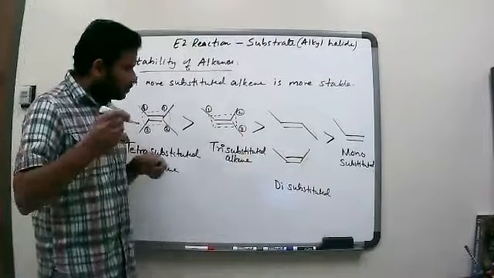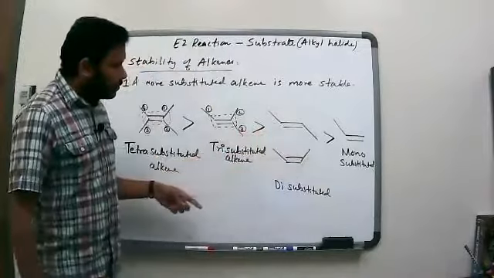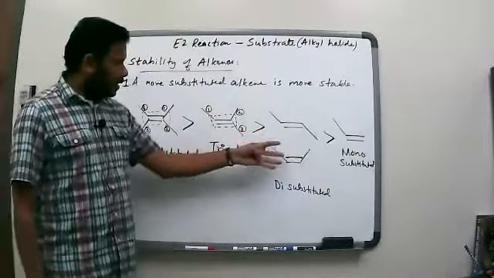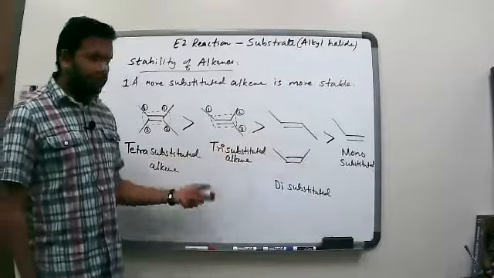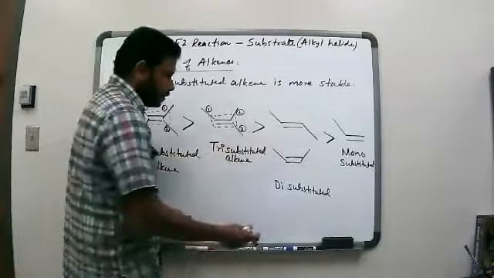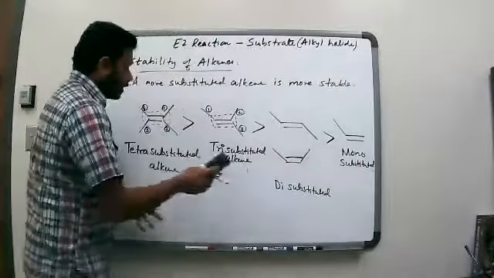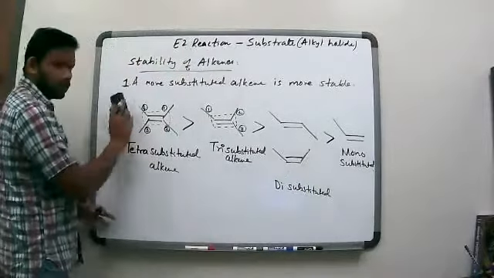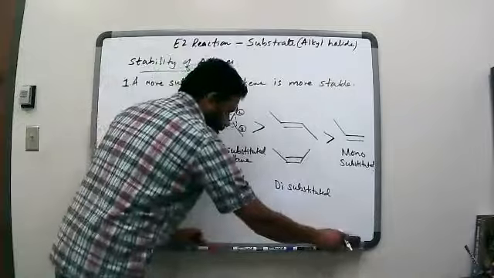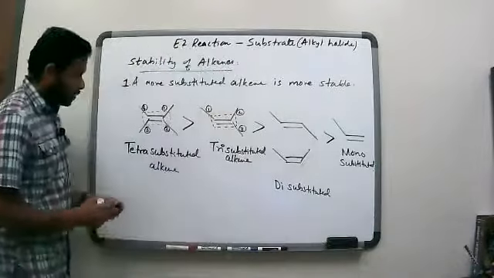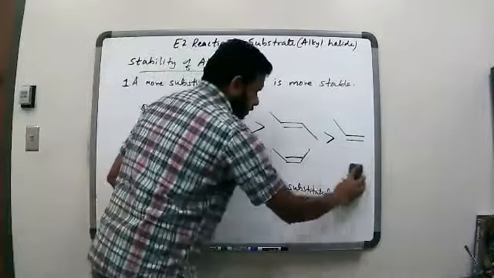Okay, now between di, tri, and tetrasubstituted alkenes, these are both disubstituted alkenes, so that's one thing. Now the reason why this happens is, I think I should do that before we go away from this board.